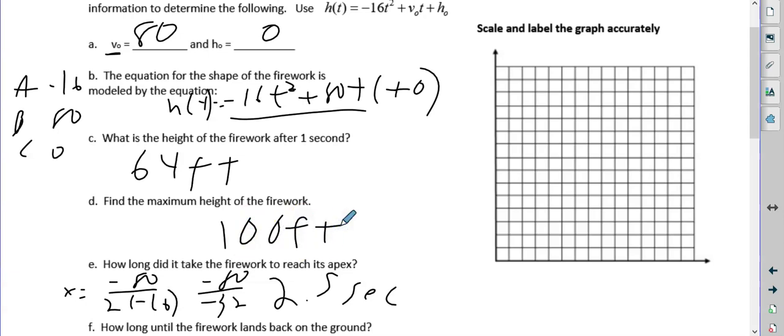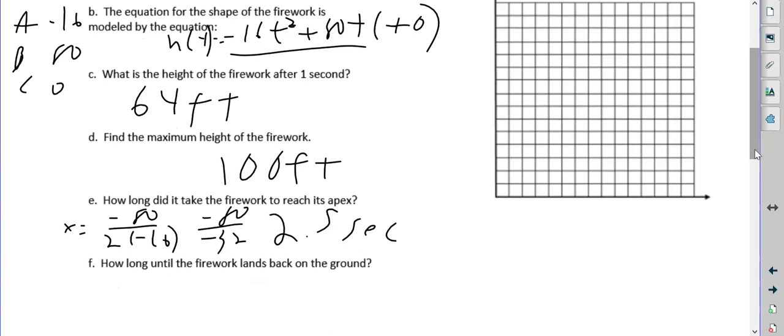All right, when will it hit the ground? Now technically you're supposed to factor here, which on this one is not bad, because if you take out a negative 16t, you get t minus 5.